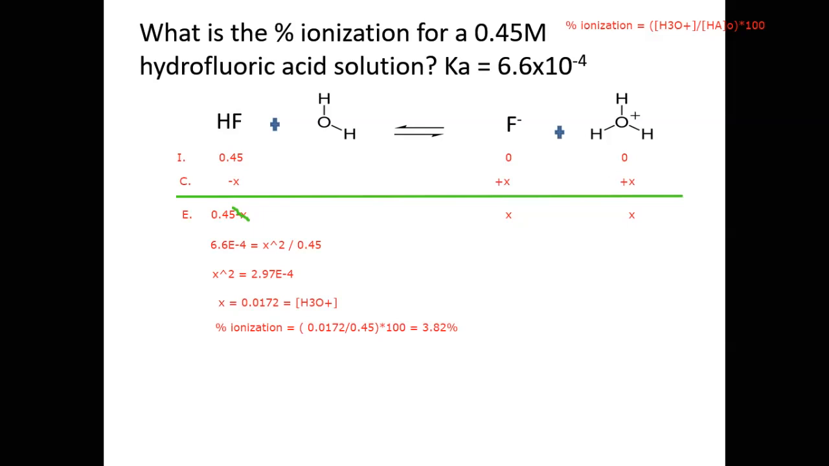That's all you do. Now, if you wanted to calculate the pH, you can do that. Certainly, we just say pH equals negative log 0.0172, which equals 1.76. The answer asks for percent ionization, and that's what it is. So you see it's less than 5%, so we were correct in doing the assumption.